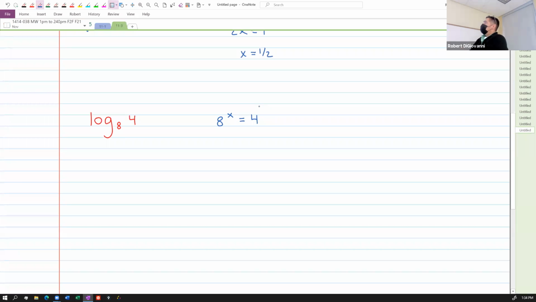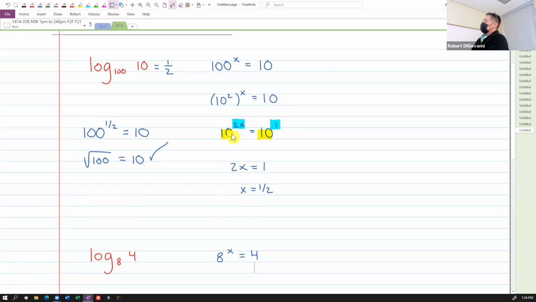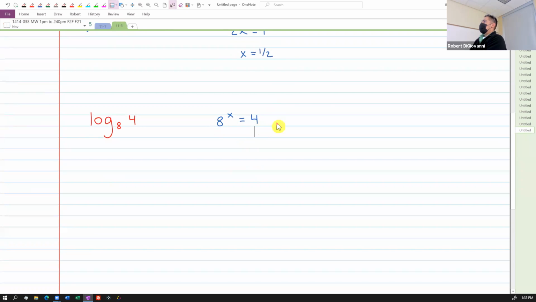Now, as we had before in this problem, I tried to look at the 100 and the 10. I said, look, maybe I can find something they have in common. They're both powers of 10, right? And so I was able to work through this. Here I have a 4 and I have an 8. Is 8 a power of 4? No, it's a multiple of 4, but it's not a power of 4. So I can't do what I just did. I can't say that 8 is 4 squared or something like that, right?